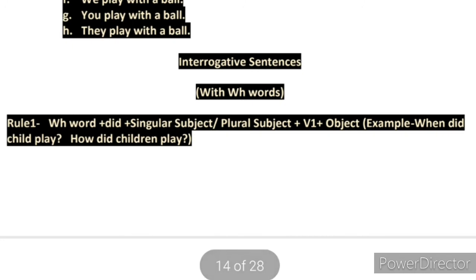Then interrogative sentences with WH words. We are supposed to add WH words in the beginning and the rest will be the same as it was in the yes or no answer type of sentences. So WH word plus did plus singular subject or plural subject plus v1 plus object. For example, when did child play? Next, how did children play?